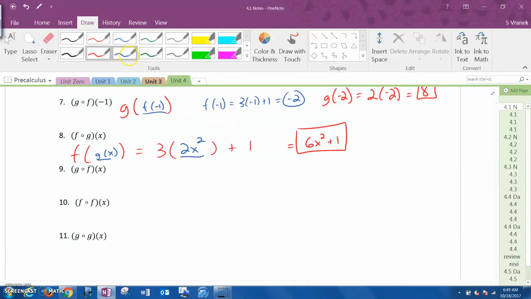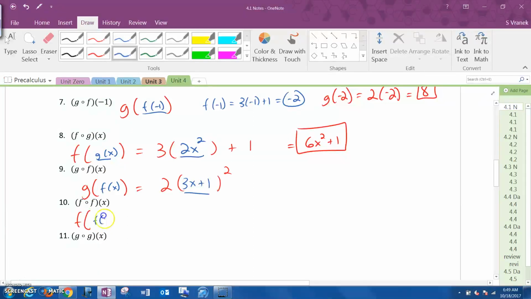Alright. Then we have g of f. So we have g of f of x. G is 2 something squared. That something is going to be 3x plus 1. Now, I'm not going to simplify that one, but you could FOIL it out and then multiply by 2. I just don't have time right now in the video, so I'm going to keep going.